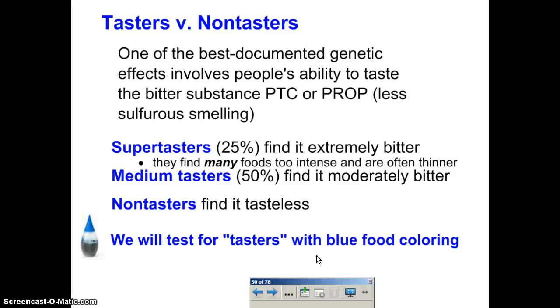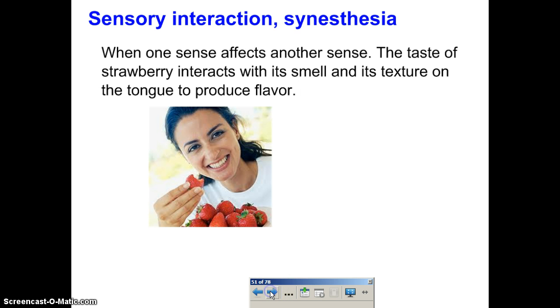PROP is a substance that is used to test for taste sensitivity. Super tasters, when they try it, find it very bitter. Medium tasters find it moderately bitter, and non-tasters find it tasteless. There's some correlation between super tasters and introversion. Super tasters are more sensitive to stimuli, so it makes sense that these would go together. Non-tasters, like extroverts, need more stimulus to have a sensation. In class, we'll perform a brief experiment to see if you are a super taster.